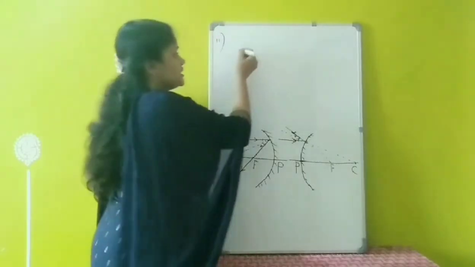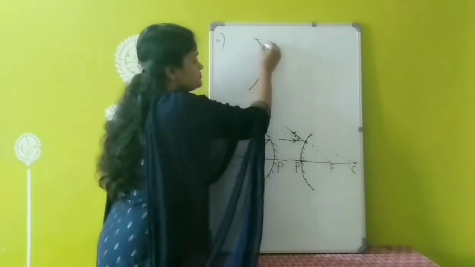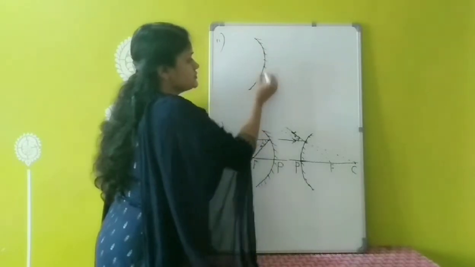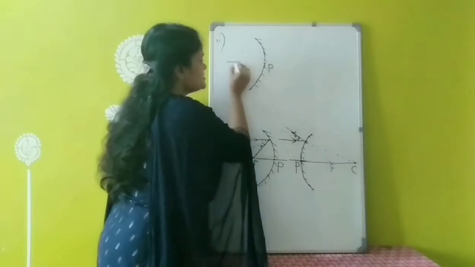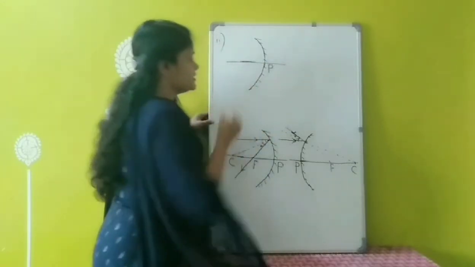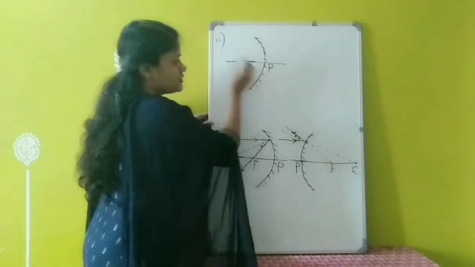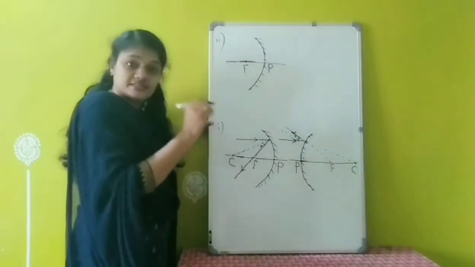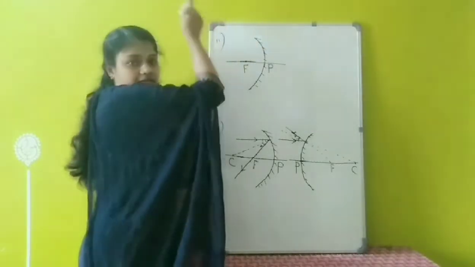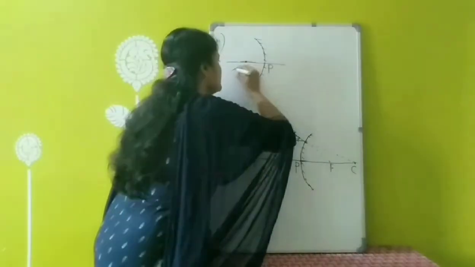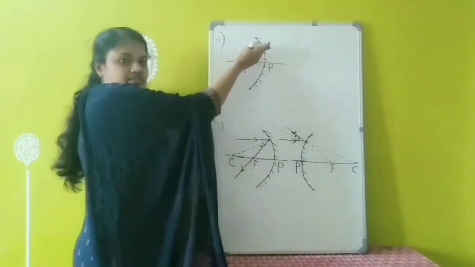Okay. So first of all I am drawing for concave mirror. This is pole, principal axis, and suppose I am putting focus somewhere here. So this is the focus, and consider one light ray passing through the focus and touches the mirror.